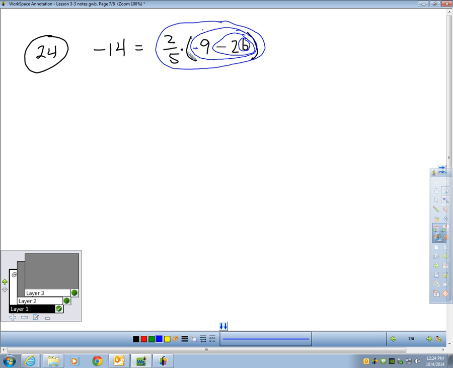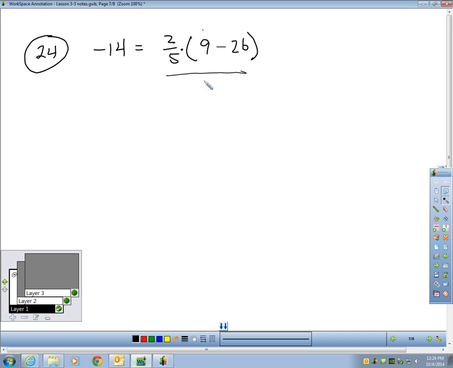So to work from outside in, I got to get rid of times 2/5 first. Okay? So let's get rid of times 2/5. To get rid of times 2/5, I can just divide by 2/5. I know that looks a little funky, but that's what I'm doing. Okay? Cancel, cancel. Times 2/5 divided by 2/5 cancels out. So I have 9 minus 2b on the right.